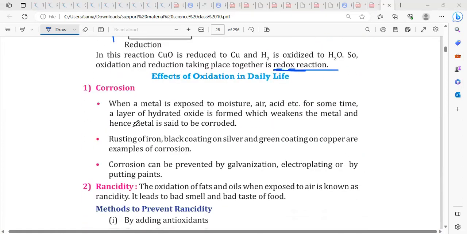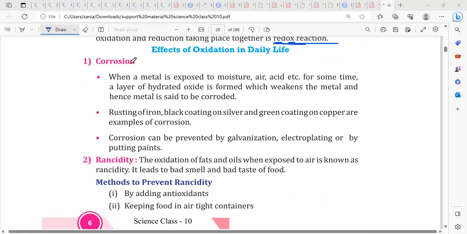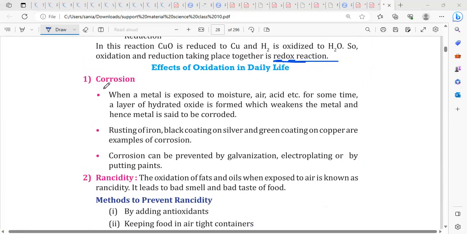Okay. Now coming to the next one. What is corrosion? See, when a metal is exposed to moisture, for example, you leave it outside, it will be exposed to moisture, air, and acid for some time. Then a layer of hydrated oxide will form over it, and that layer will start weakening the metal, and hence the metal is said to be corroded. Rusting of iron, black coating on silver, and green coating on copper are examples of corrosion.